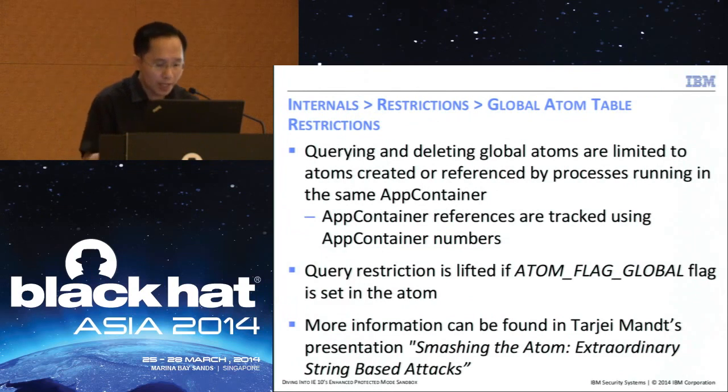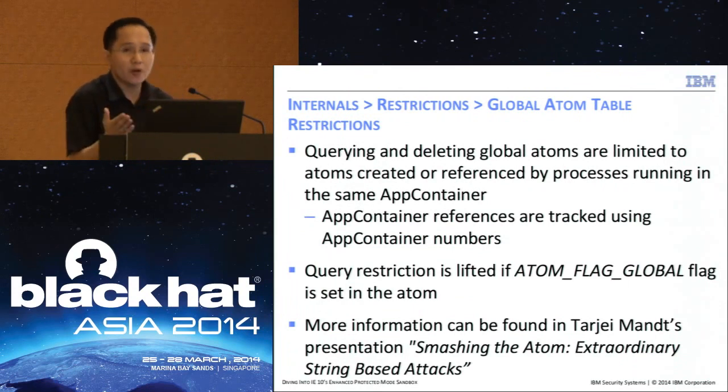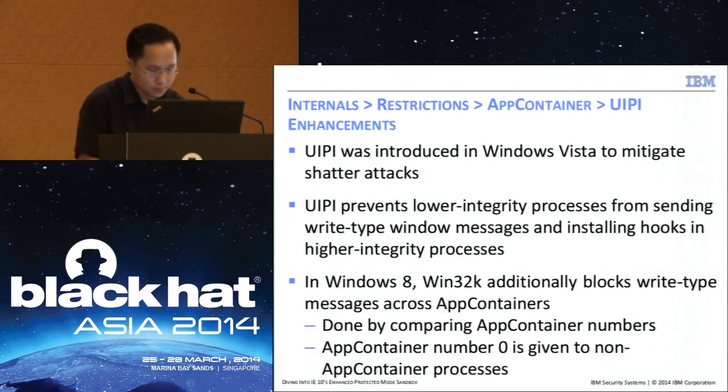Also, global atom table entries now track which app containers are referencing them. This prevents arbitrary querying of global atoms, which could result in information disclosure. This also mitigates deletion of global atoms, which could be a vector for sandbox escape.